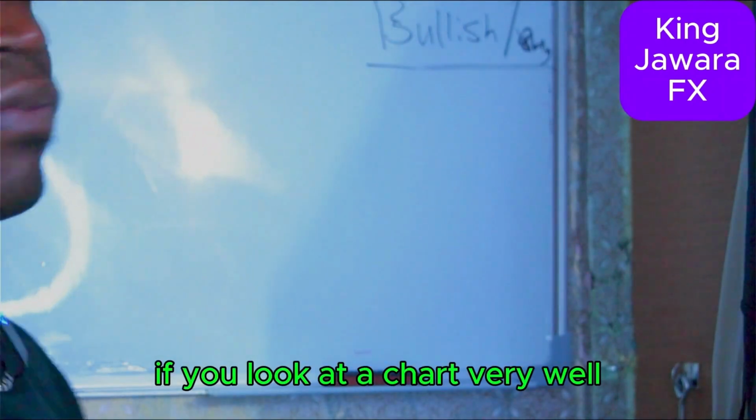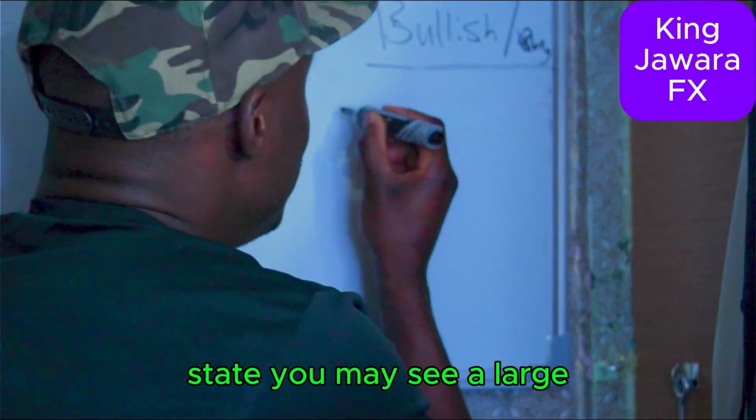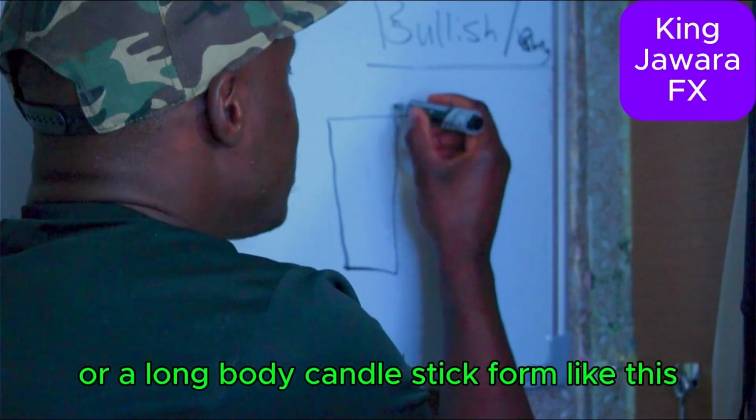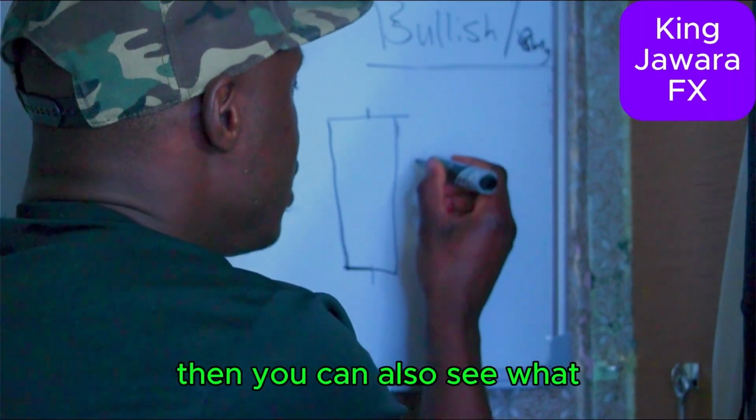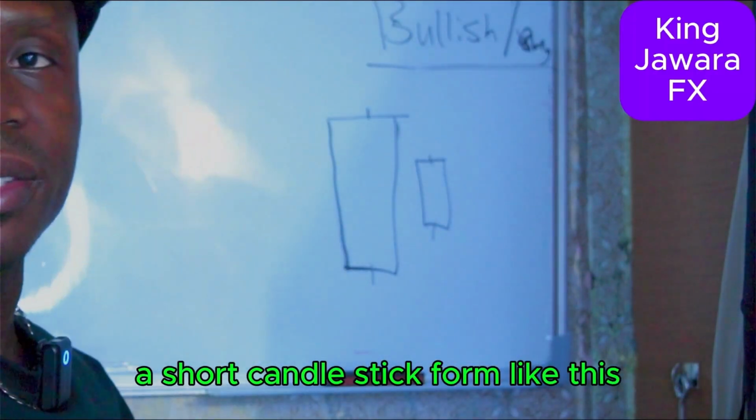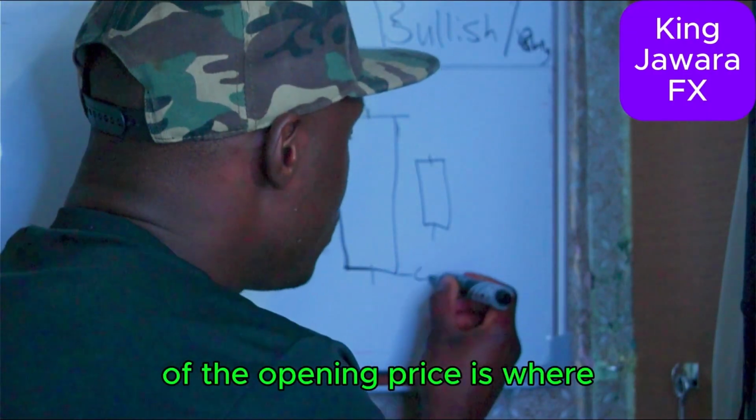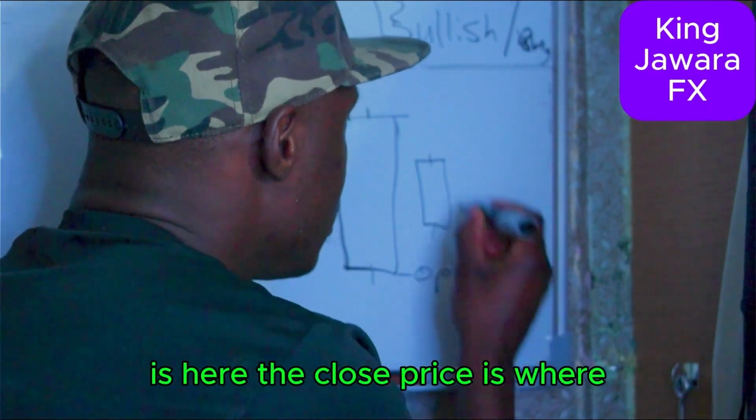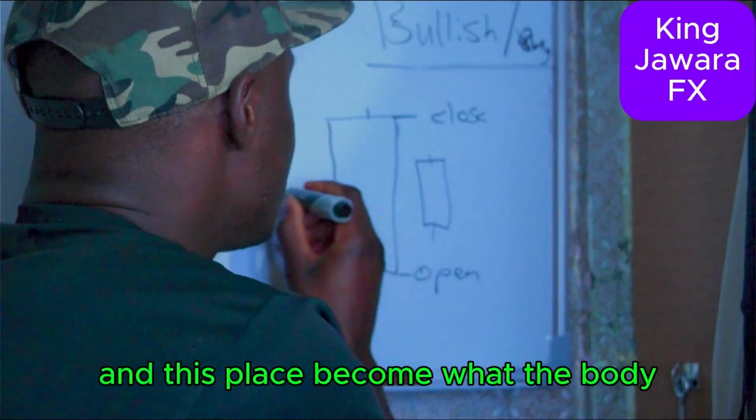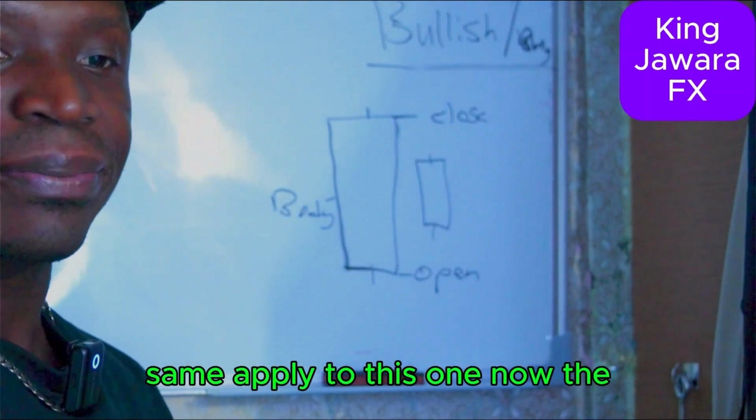If you look at a chart very well, or if you have come across candlesticks, you may see a large or long body candlestick formed like this. Then you can also see a short candlestick formed like this. Since it is a bullish candlestick, the opening price is here, the close price is here, and this place becomes the body. The same applies to this one.